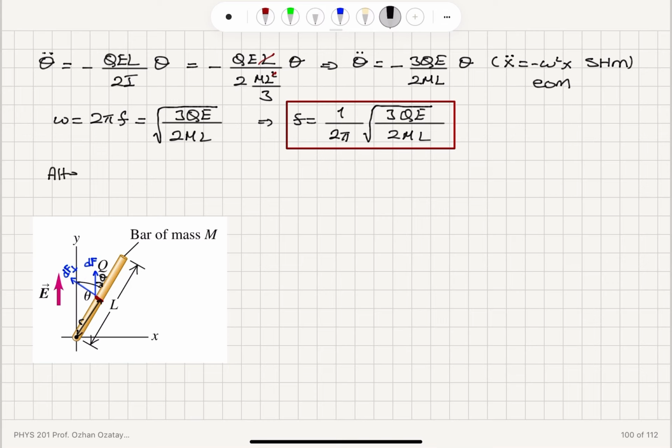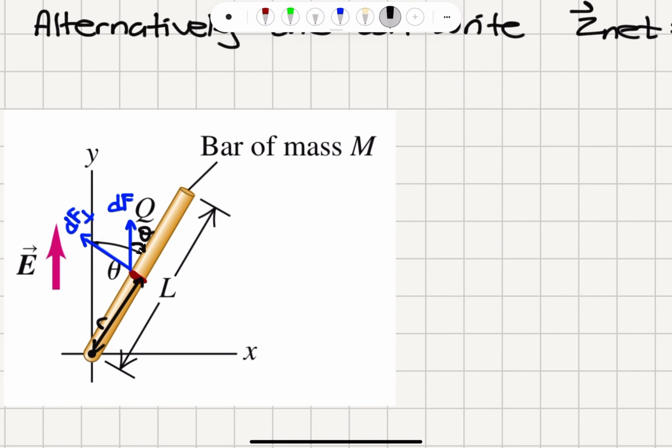Alternatively, we can think about the torque. One can write the torque equation. The net torque acting on the rigid bar is the moment of inertia times the angular acceleration. If you concentrate on this bar, at any differential element of the bar, it's going to feel a force dF because it's positively charged. It's in the direction of the electric field. dF is going to be E times dQ, pointing in the j hat direction.